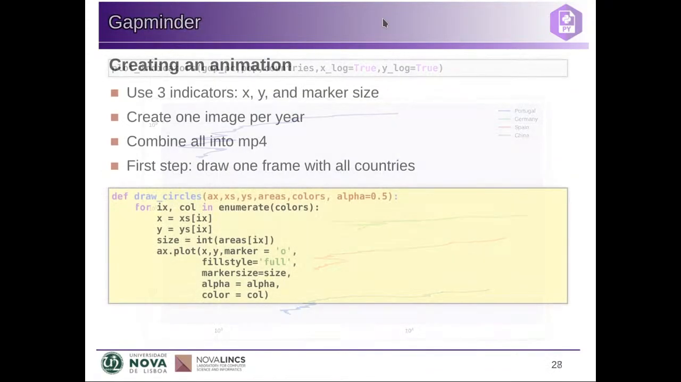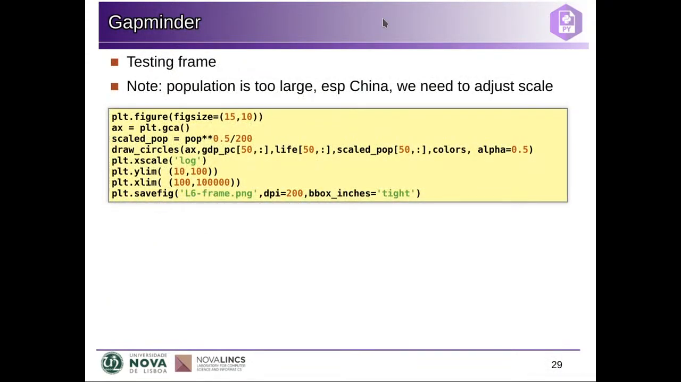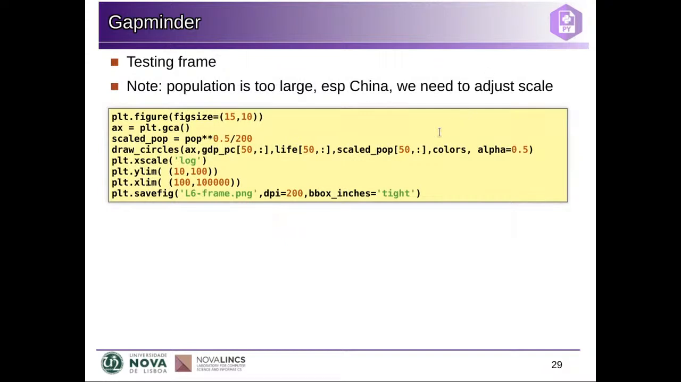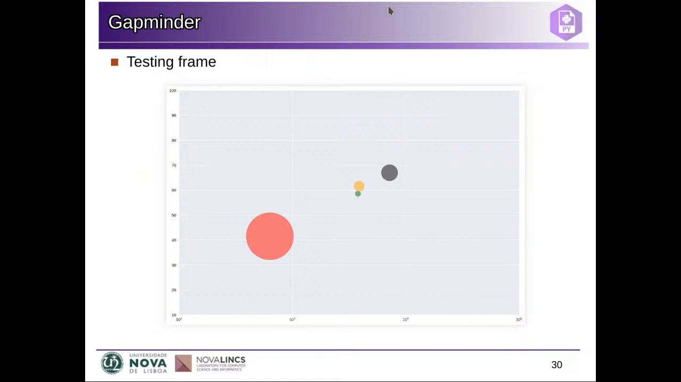For example, red, blue, I can show you here. These are red, green, yellow, and black. So these would be the colors. I am missing the actual values here, but I can show them later. And now we set the scale and the limits for the axis, and we save the image. So this gives us an example of what the frame would be.